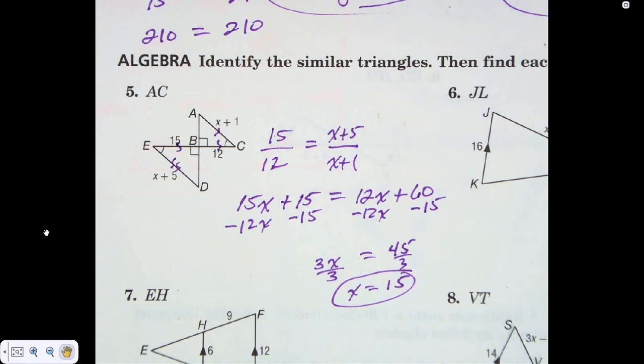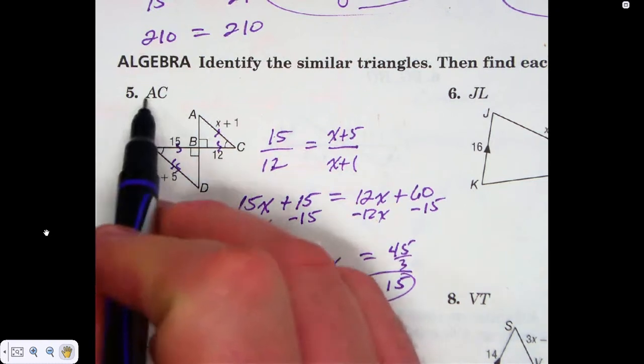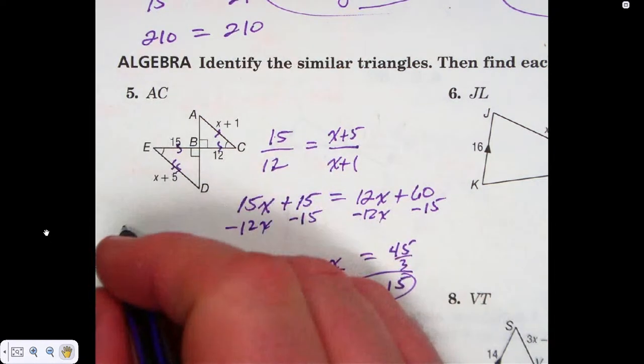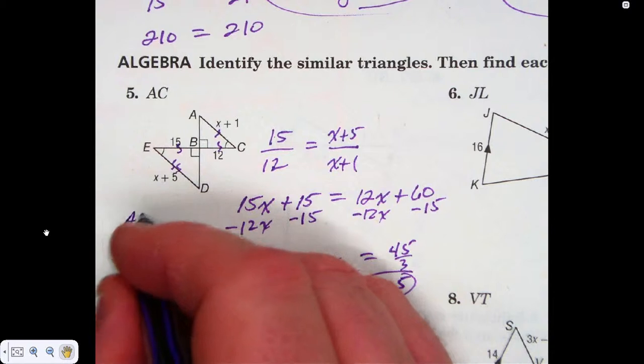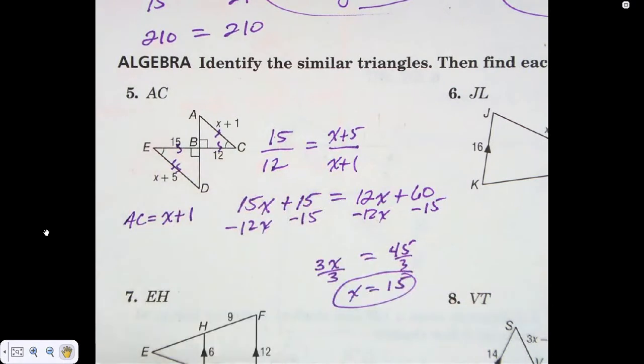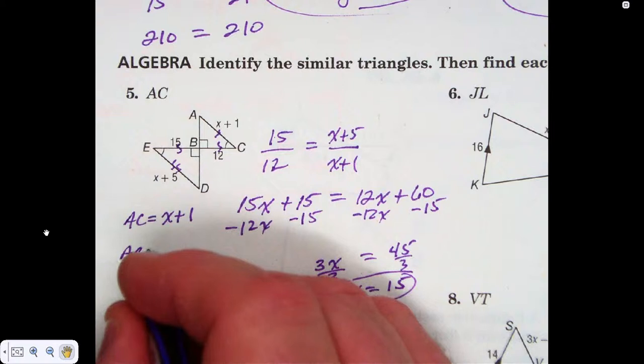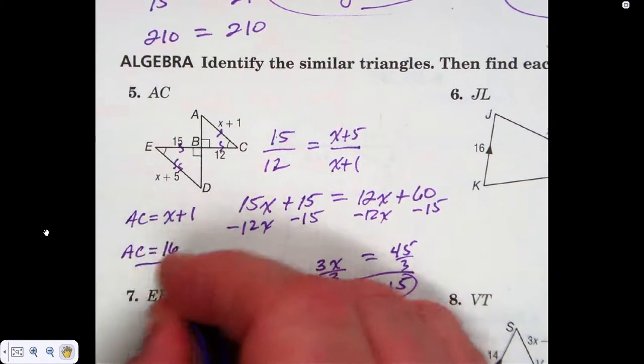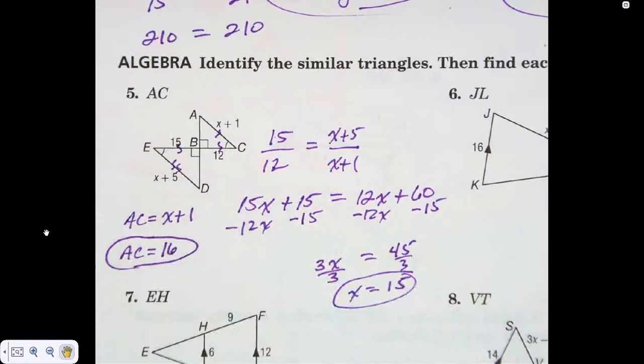Your only mistake was not paying attention to detail and not seeing what the question actually asked for. They asked for the distance from A to C, which is actually x plus 1. So instead of the answer being 15, the actual answer is 16. Okay?